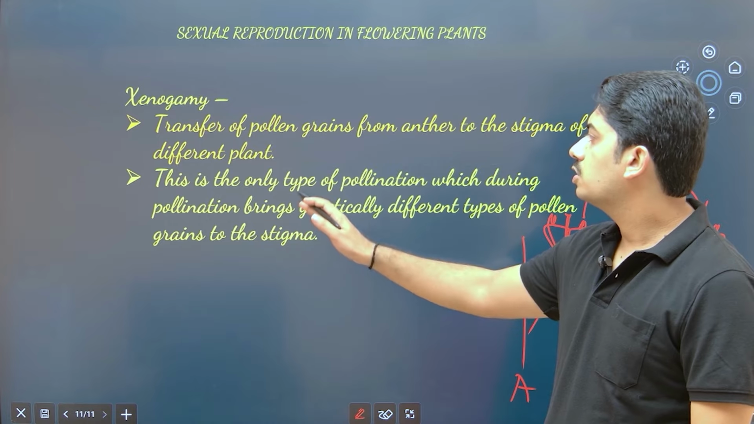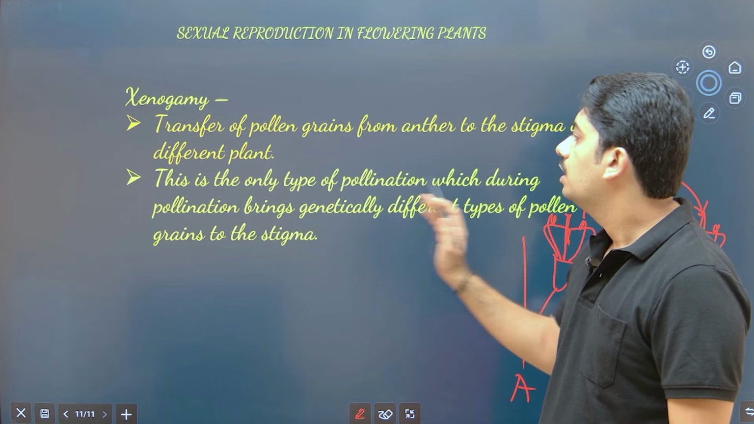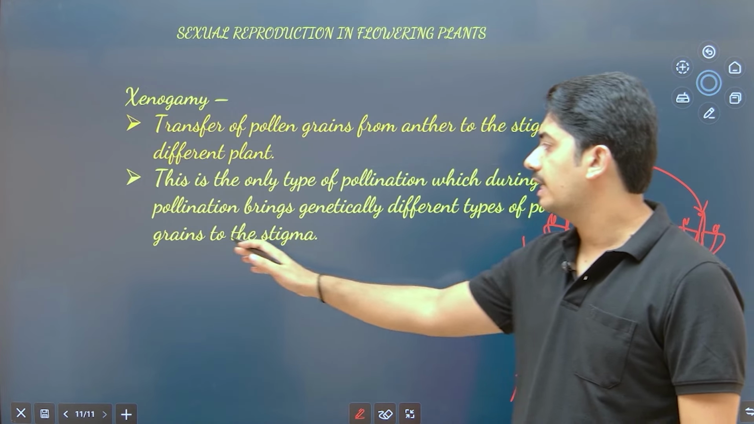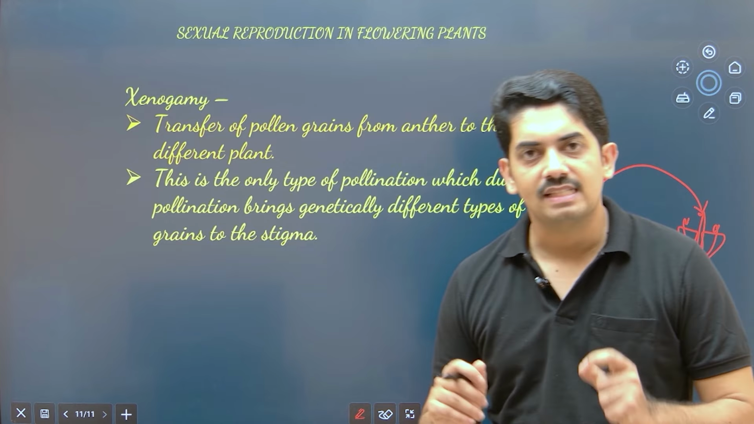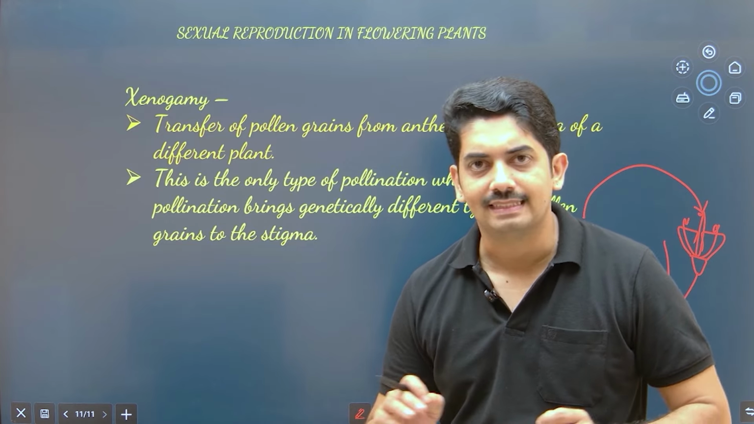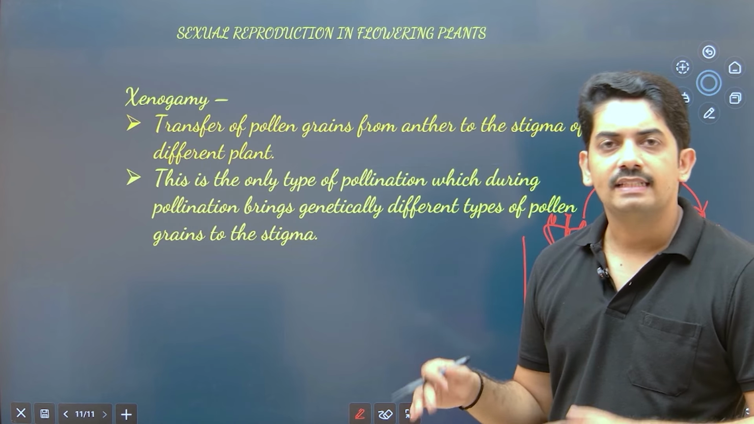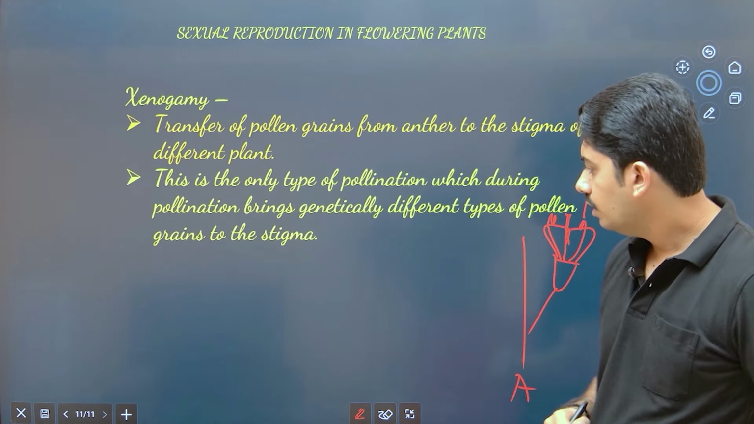Okay, so this is the only type of pollination which during pollination brings genetically different types of pollen grains to the stigma. So here offspring produced will have a slight variation, not exactly similar to their parents. They will have a variation. Why is there a variation? Because it is a true cross pollination.